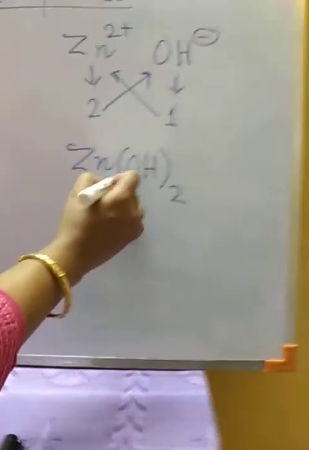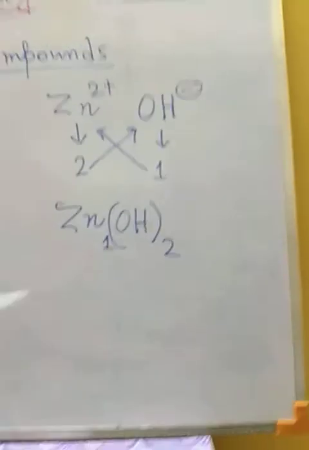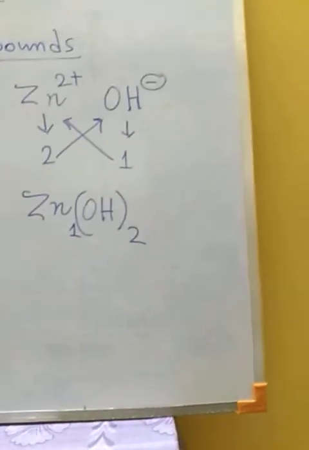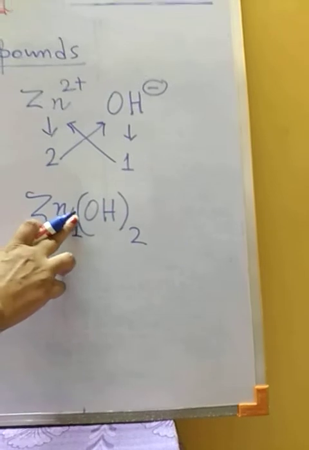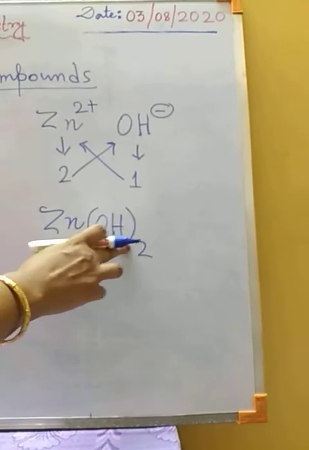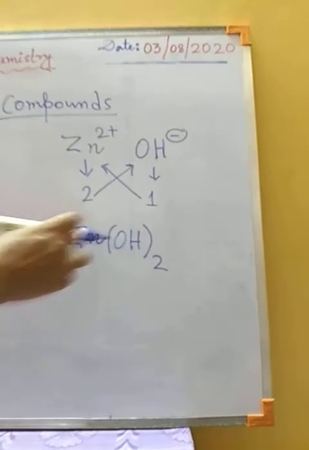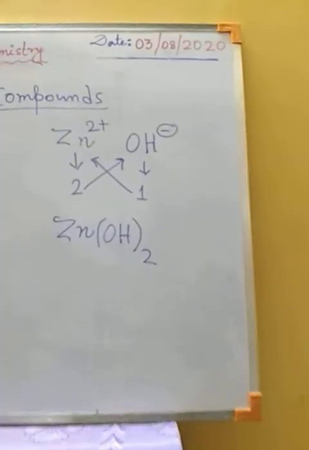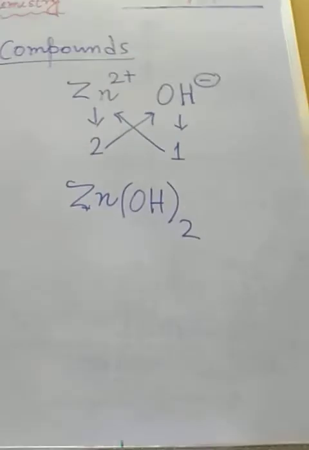And this 1 will go to zinc. So this is the correct formula of zinc hydroxide. This 1 we will be removing afterwards, as there is no need to write 1. If 1 is there, then no need to write it. So zinc hydroxide, this will be the formula.